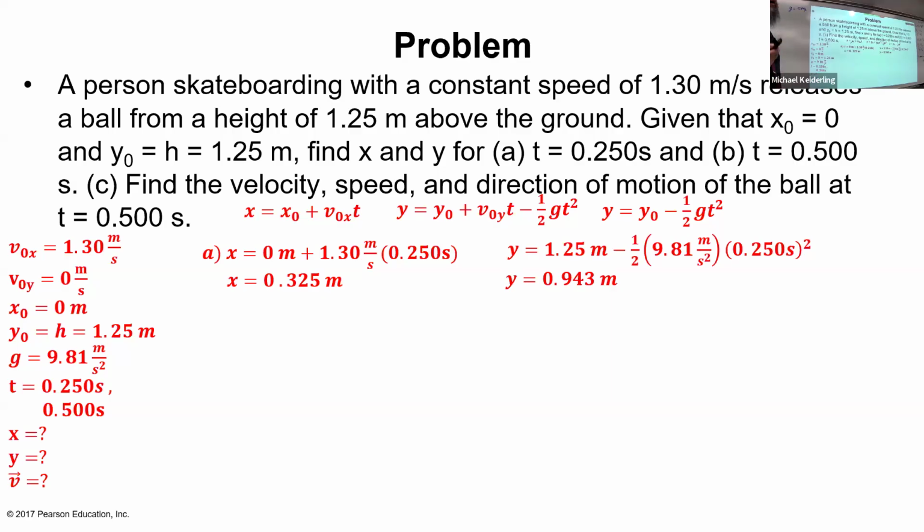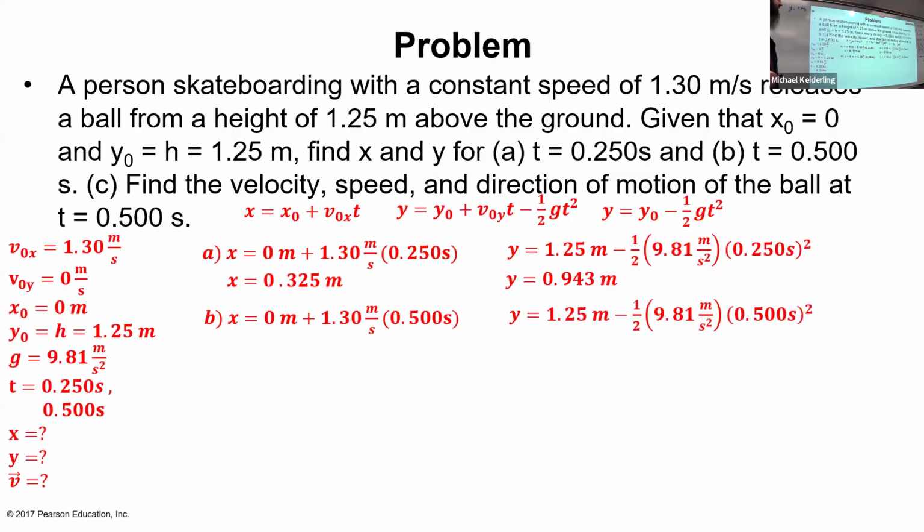And if we repeat this at 0.5 seconds, x is 0 plus 1.3 meters per second times 0.5 seconds, so it's going to be twice as much. Y is 1.25 meters minus 1/2 times 9.81 meters per second squared times 0.5 seconds squared. So we will have fallen 4 times as far. So x is 0.65 meters and y is almost at the ground, 0.0238 meters.